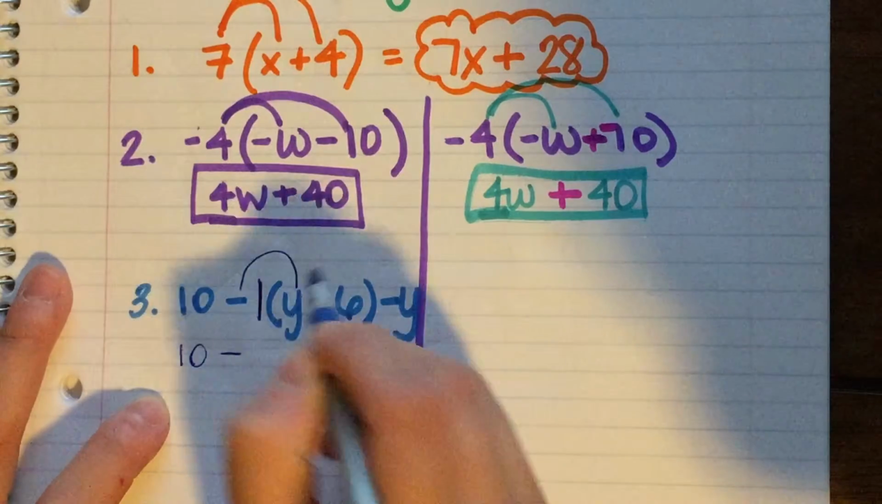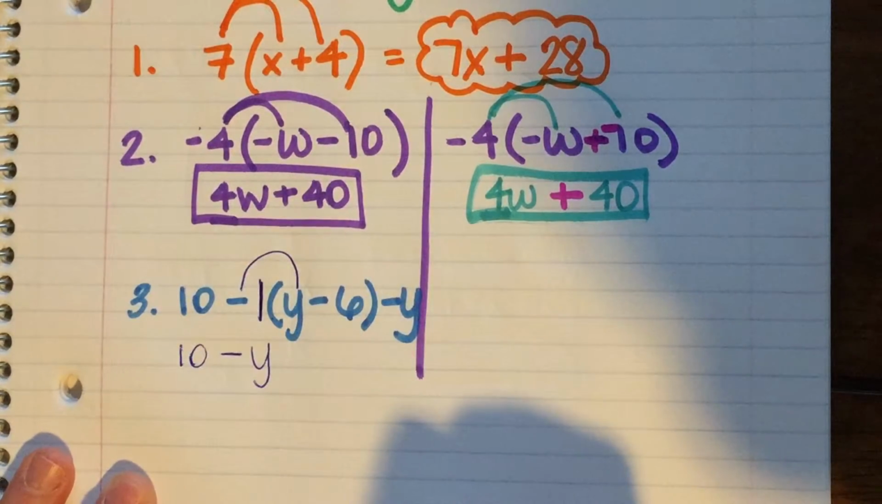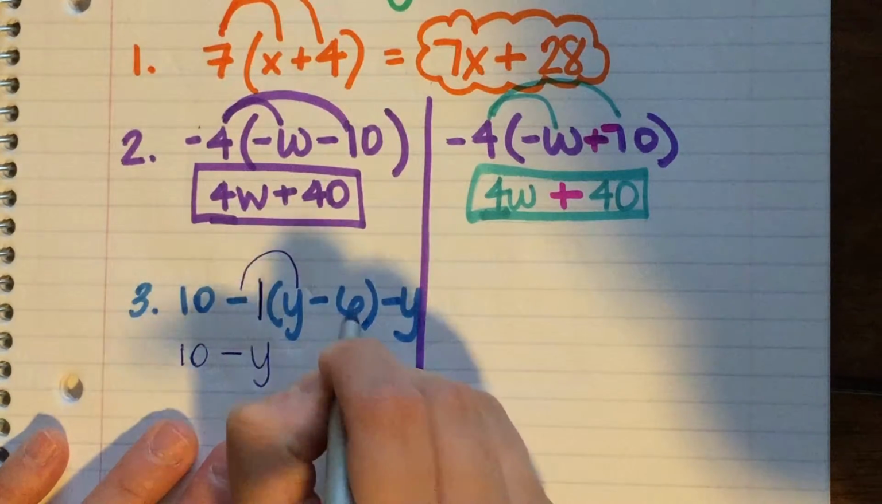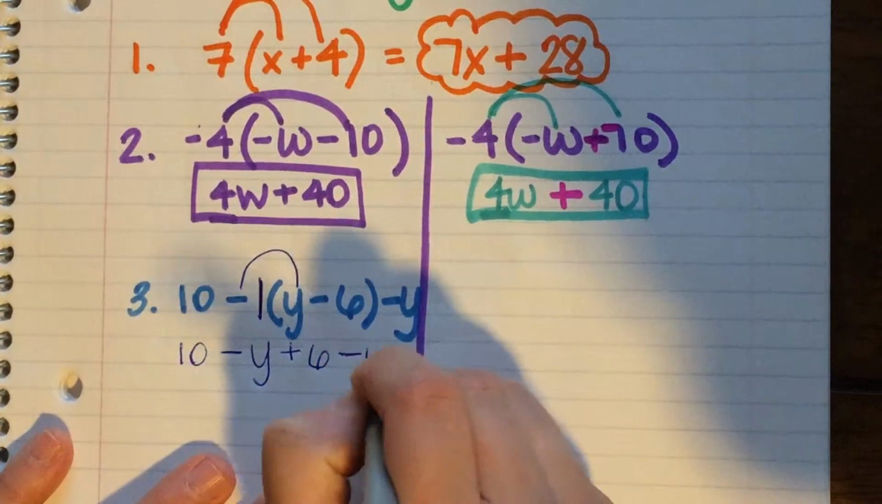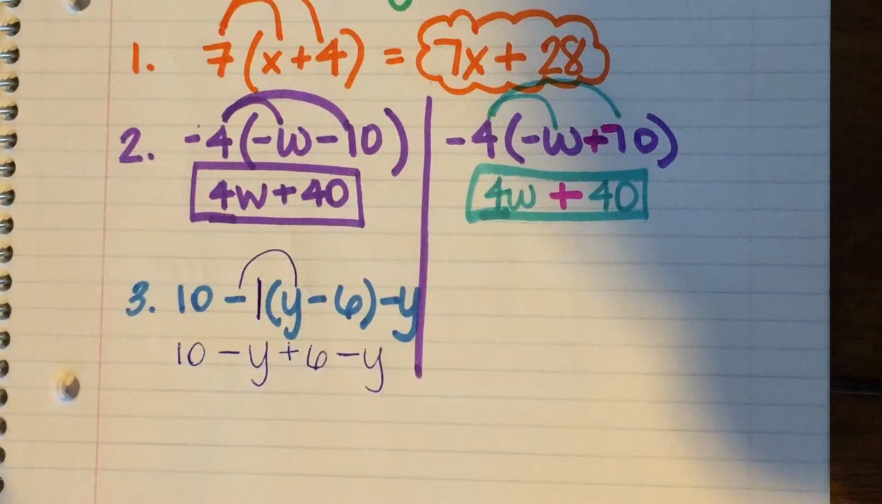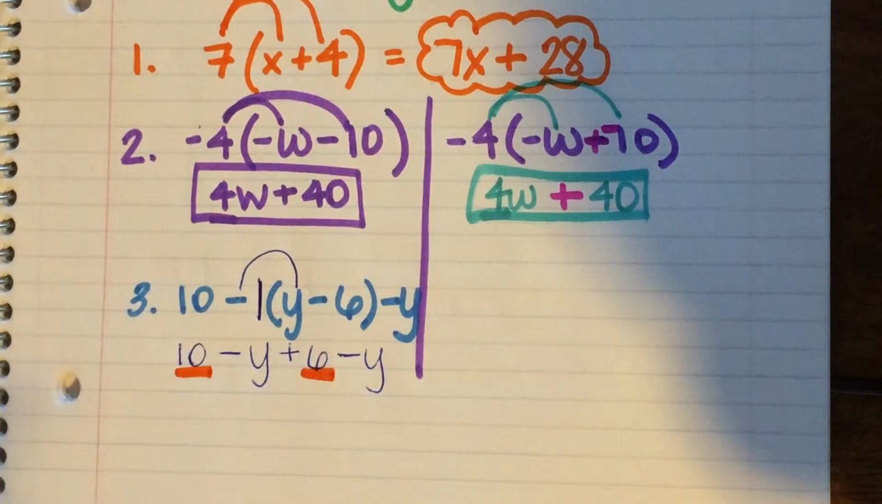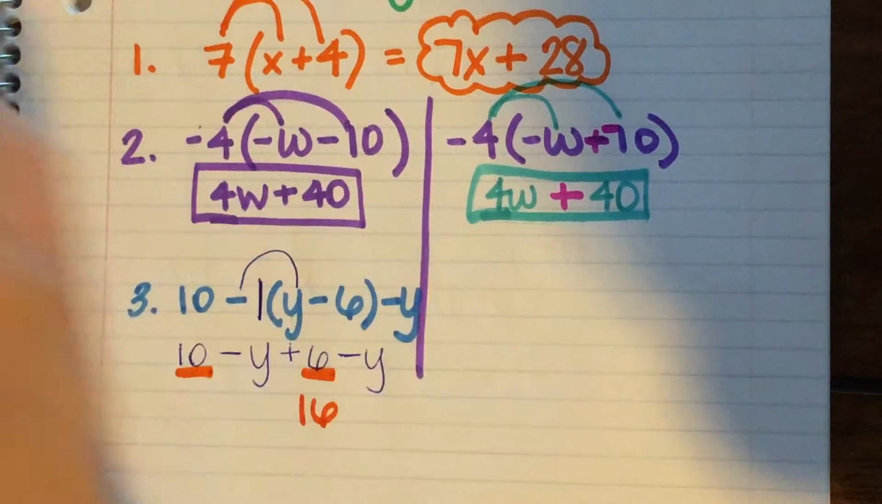Minus negative 1 times y would leave you with minus y. And then negative 1 times negative 6 would give you plus a 6 minus y. So we can now combine like terms. I'm going to underline my constants. So 10 plus 6 is 16.